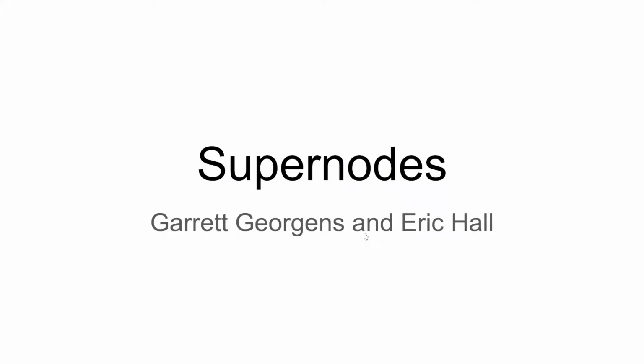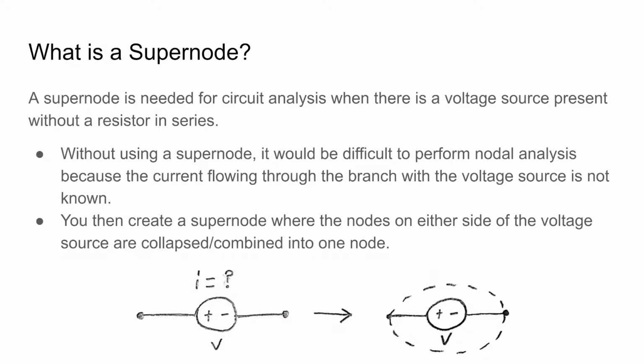In this video, we will solve for unknown voltages in a circuit containing a supernode. What is a supernode? A supernode is needed for circuit analysis when there is a voltage source present without a resistor in series. Without using a supernode, it would be difficult to perform nodal analysis because the current flowing through the branch with the voltage source is not known.